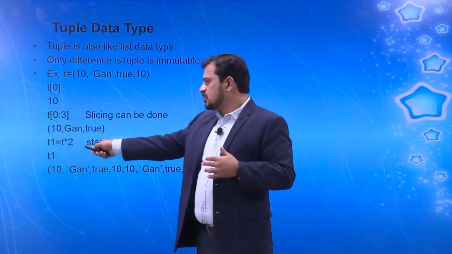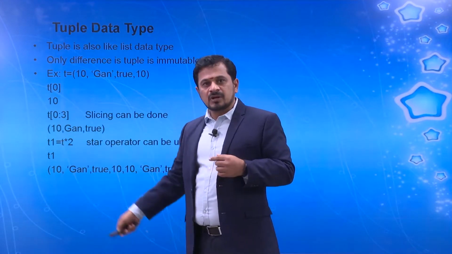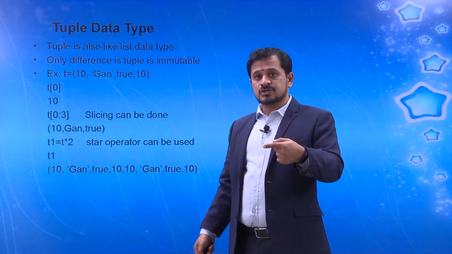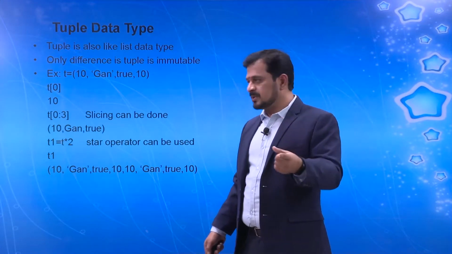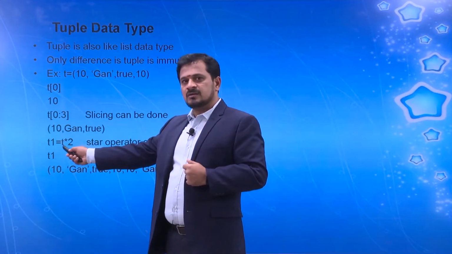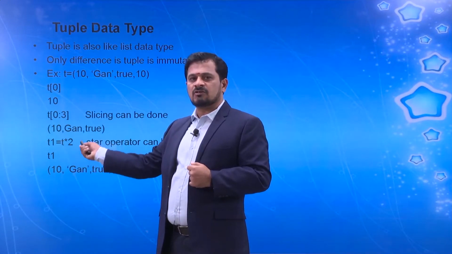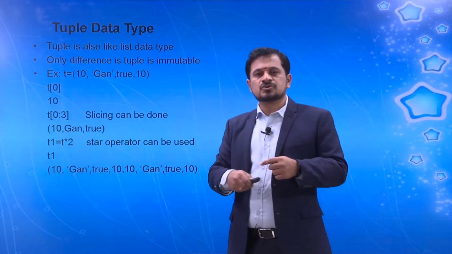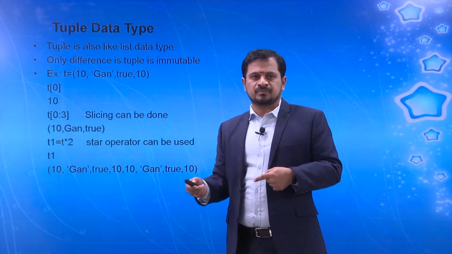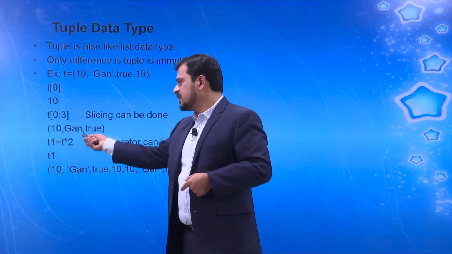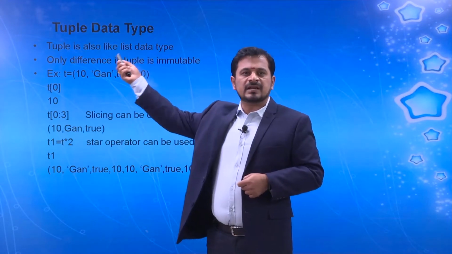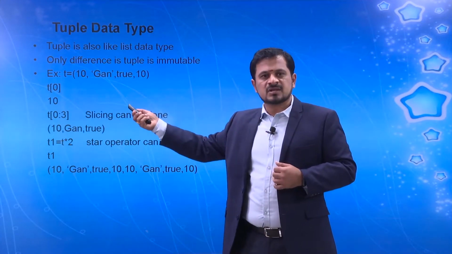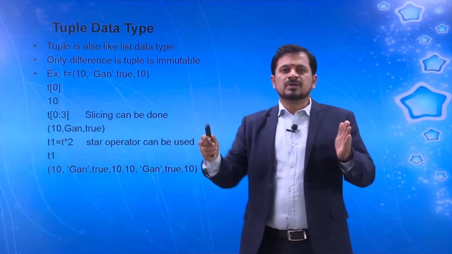So T1, now I am going to create a new tuple. The first tuple, the array of data, is going to be T. Now the new tuple is T1, that is T star 2. It means it is going to multiply by 2. So automatically after you put this instruction, it is going to multiply your tuple data, the entire data, 2 times. That is going to be your new tuple T1.